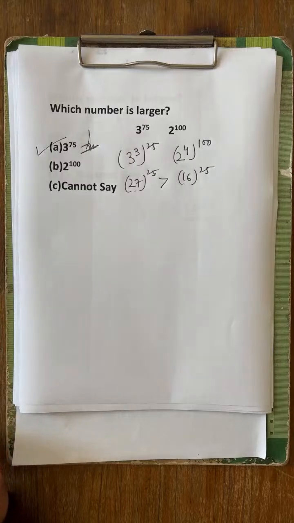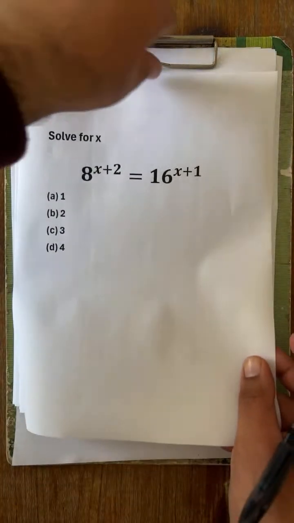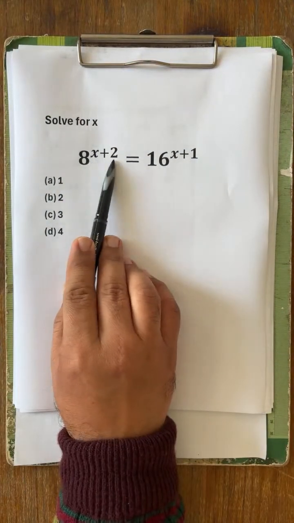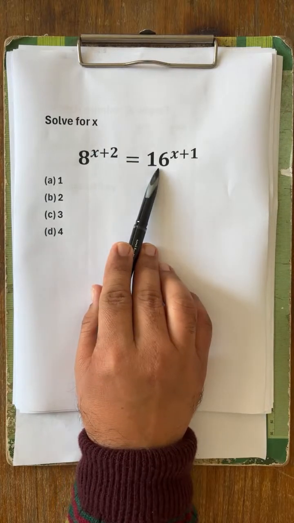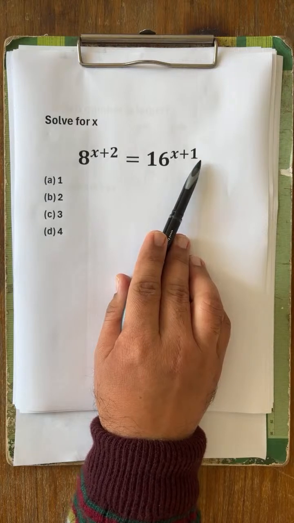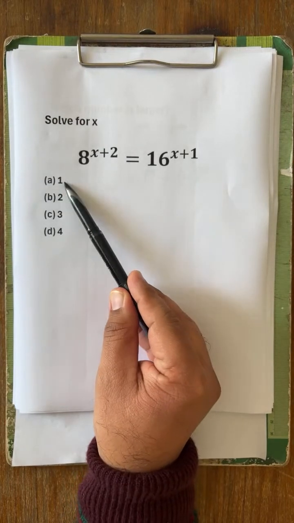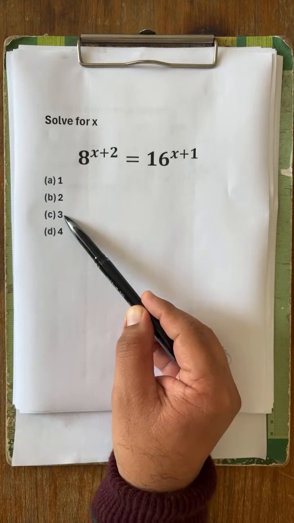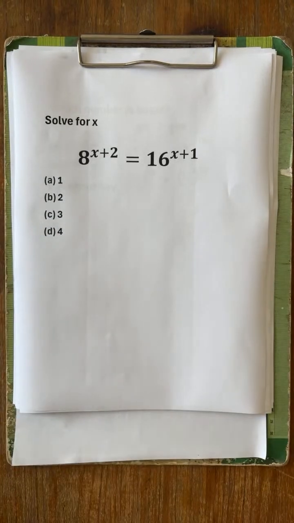Now next question, solve for x. 8 power x plus 2 is equal to 16 power x plus 1. We have to find the value of x. Option A 1, option B 2, option C 3, option D 4. Now what is the value of x?